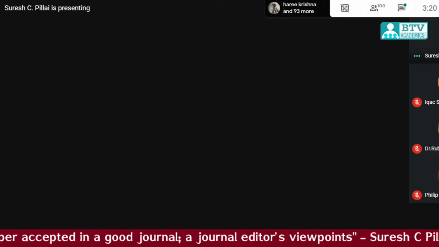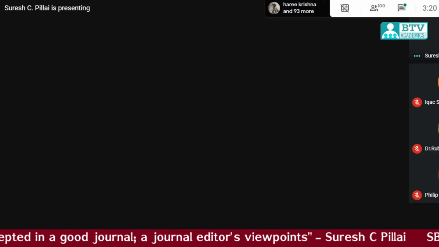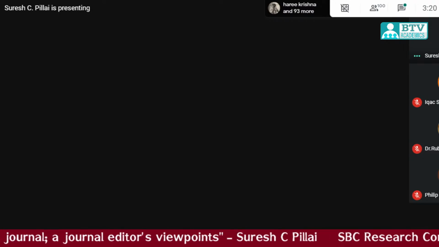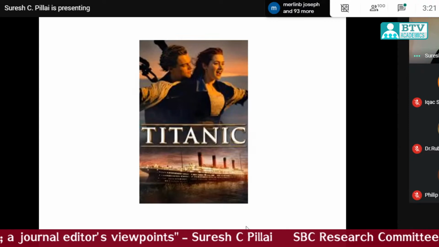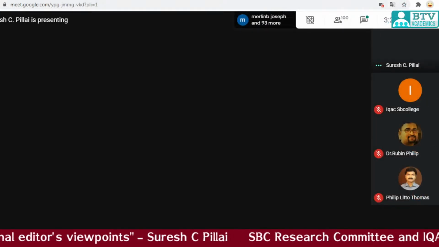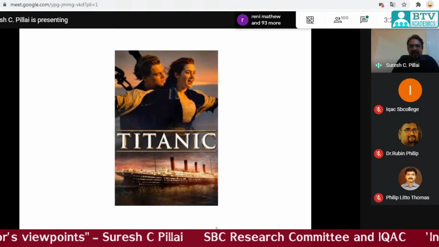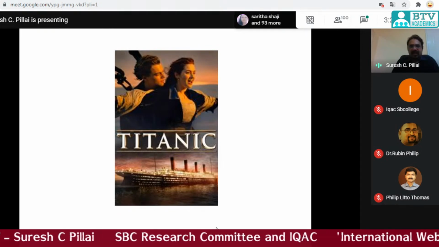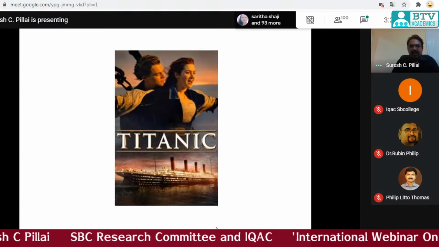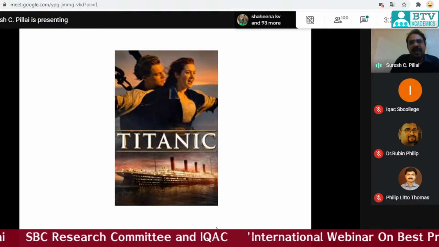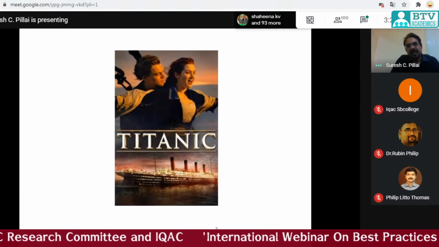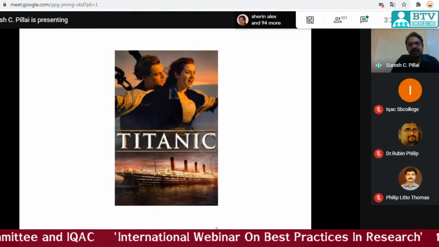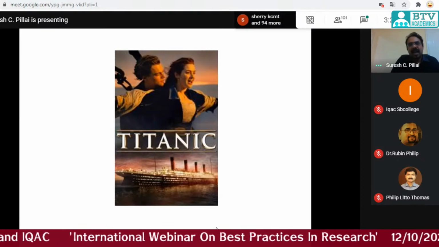And Rose's mother, Ruth, thought that if they married together, their family problems could be sorted. And Rose wasn't impressed with that. She wasn't fully in love with Carl. After a series of arguments, Rose decided to commit suicide from the deck of the ship.